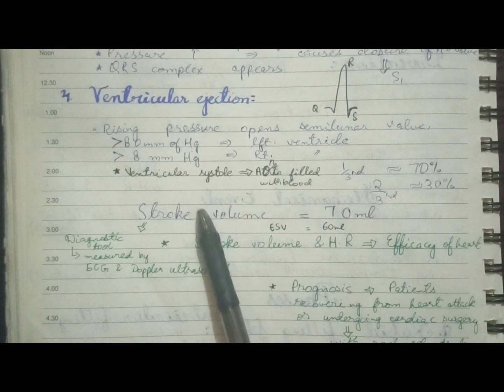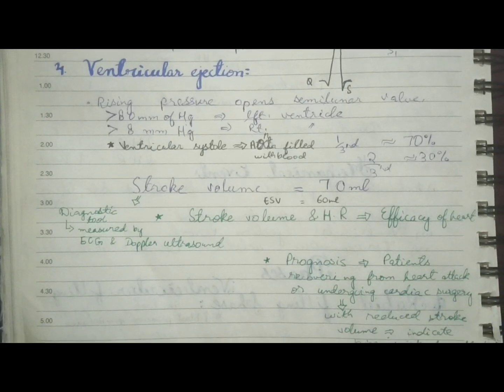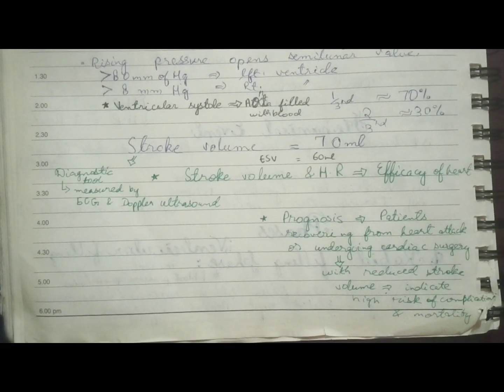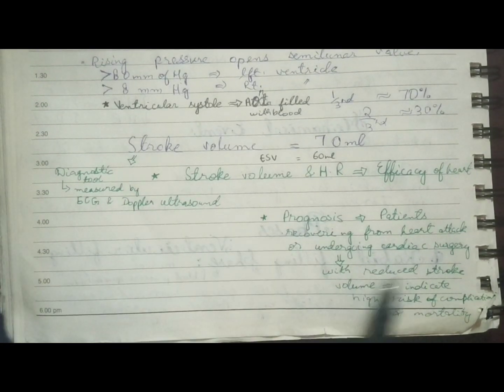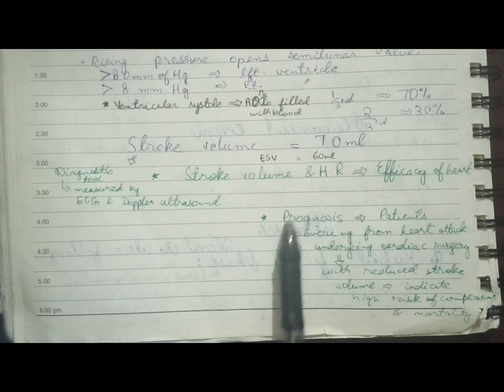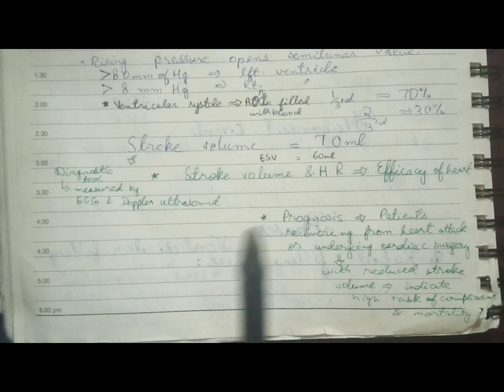The stroke volume is also a diagnostic tool, and it is measured by ECG and Doppler ultrasound. It is of prognostic importance for patients of heart attack. If a person has undergone a heart attack, and after that he or she is suffering from lesser stroke volume, then he or she is at a higher risk of death and other complications.